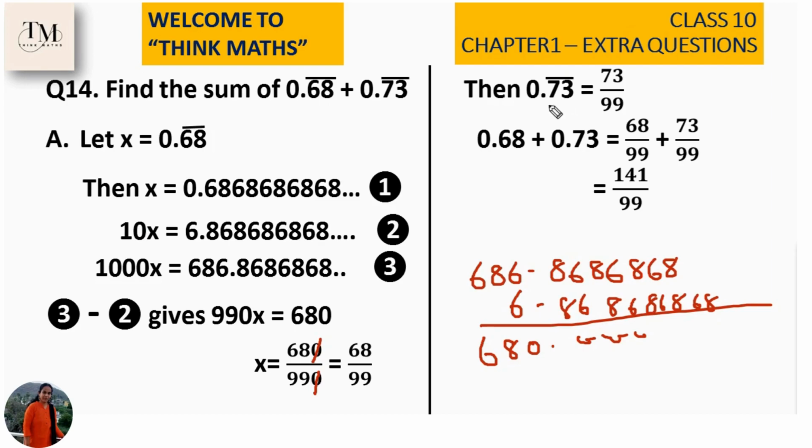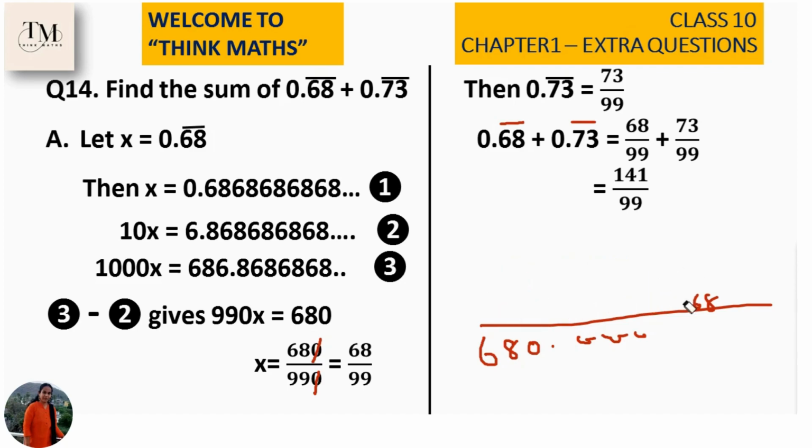So in the same way you can write 0.73 bar will be equal to 73 divided by 99. So 0.68 bar plus 0.73 bar will be equal to 68 divided by 99 plus 73 divided by 99. So 68 plus 73 is 141 divided by 99. So we have to simplify this. So whether 3 is a divisor of this.